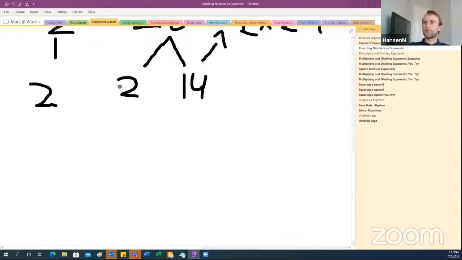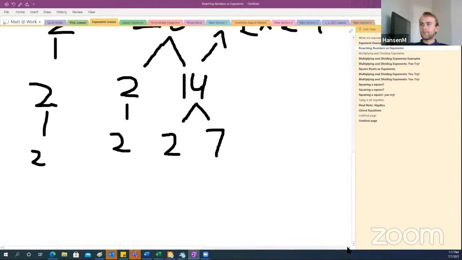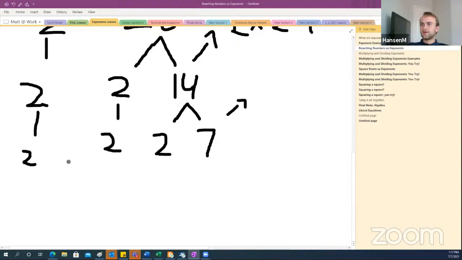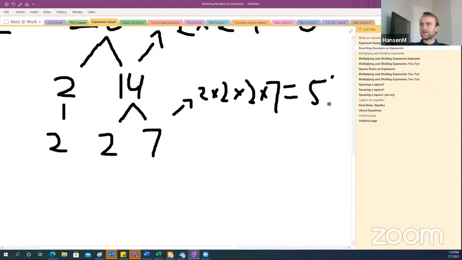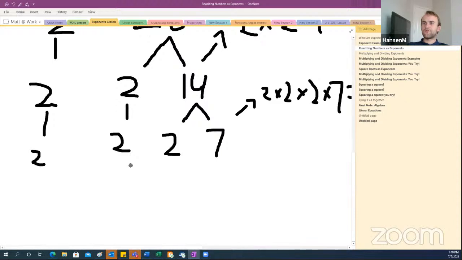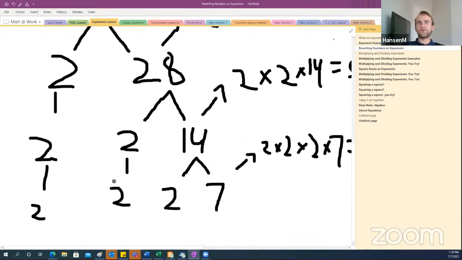Now, 2 and 2 are both prime numbers, but 14 still isn't quite a prime number. So we can get away with one more step in our factor tree. We're going to carry down this 2, we're going to carry down this 2, and we're going to split this again into 2 and 7. And finally, we see again that these 4 numbers we have at the bottom, 2 times 2 times 2 times 7, is equal to 56. So we've completed our factor tree and we've factored down our composite number, 56, into a long series of prime numbers.